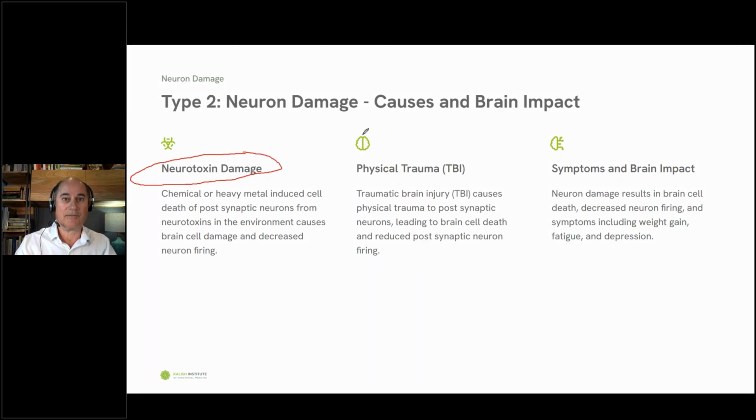Neurotoxin damage from either chemicals or heavy metals. You can also have physical trauma. Either of these are going to damage your neurons. So now this is really important because you can have normal serotonin levels, and if there's enough trauma, the serotonin neurons aren't going to work very well. You could have normal dopamine levels on the lab work, and if there's a lot of neurotoxins that have damaged dopamine-related neurons, they're not going to work really well. So it's very confusing here.